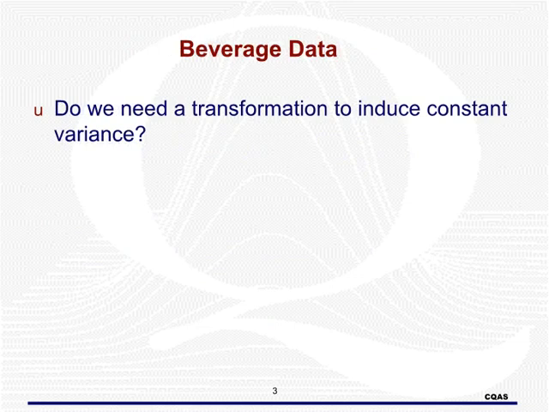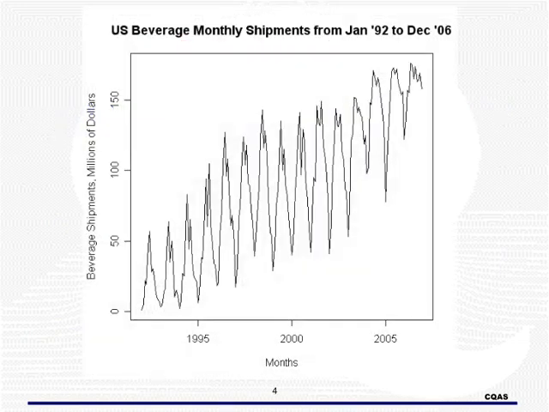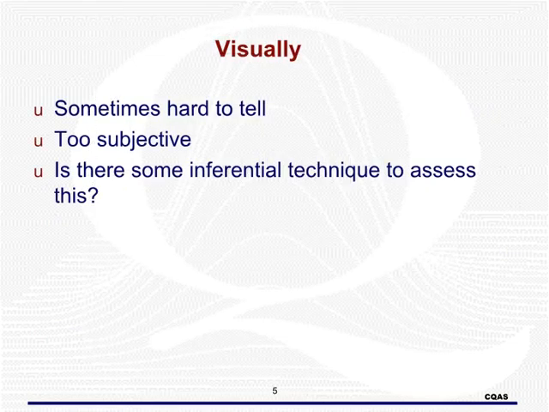Let's go back to the beverage data that we saw in the earlier lectures. Plot the data and decide on the type of seasonal variation. Based on the plot, it would seem that the seasonal variability is constant. In the previous example, we used a visual test to decide about constant seasonal variability. This is subjective at best.